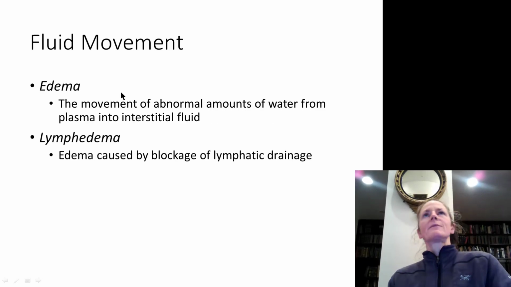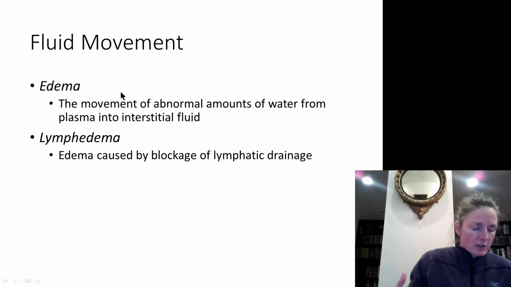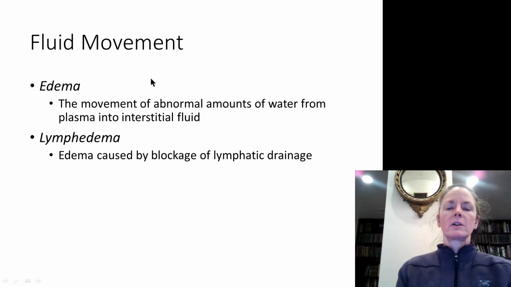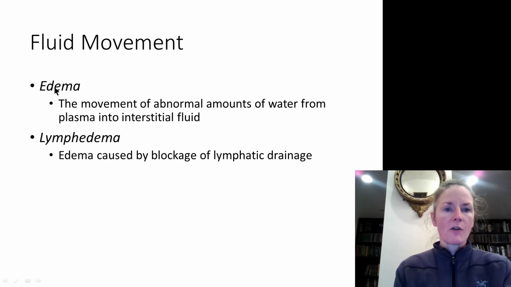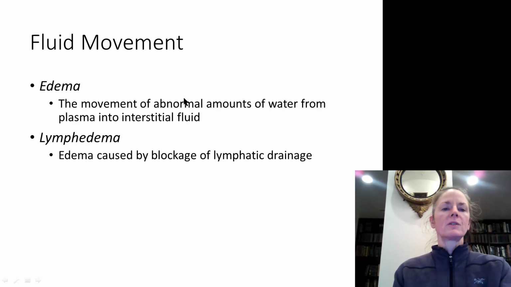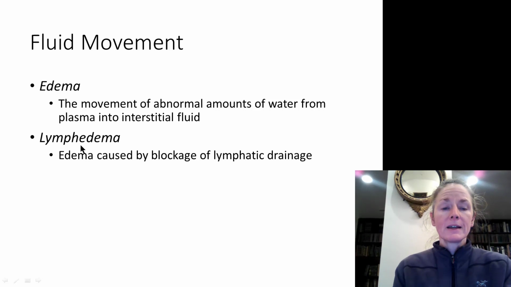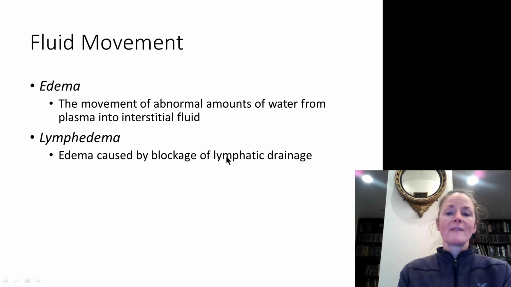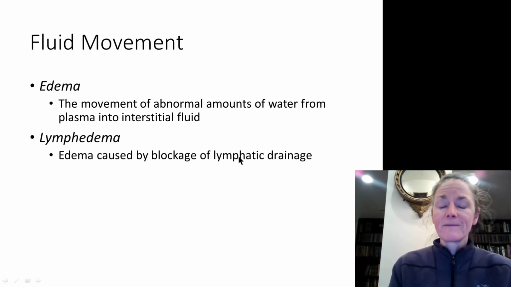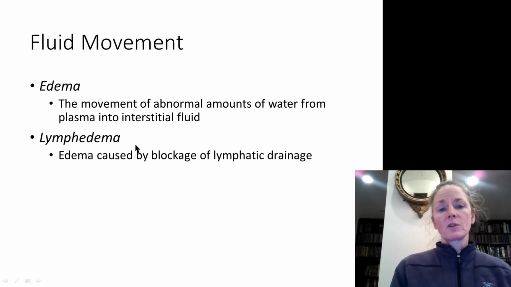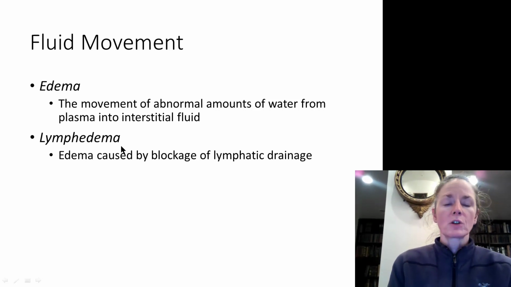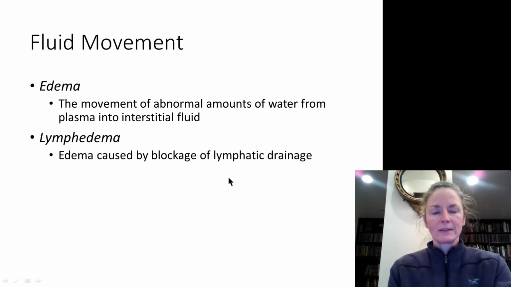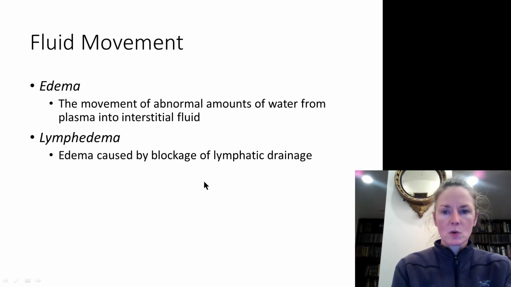All right, so if for some reason you get a collection of too much fluid out of the plasma and into the interstitium, then we call that edema. And if for some reason this happens within the lymphatic system instead, this is called lymphedema. And this is basically when you have the blockage of a lymphatic vessel or lymphatic drainage. And so some of that fluid is forced out of the lymphatic system into the interstitium. And so you can have lymphedema caused by that.